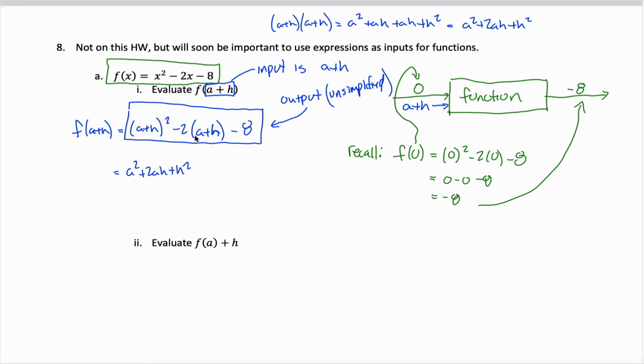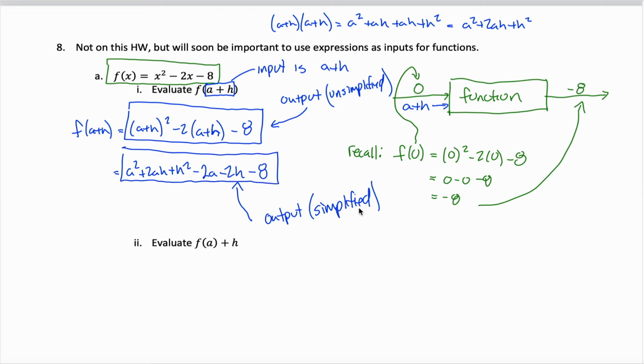I can simplify this second term as well by taking this -2 and distributing it into the parentheses. So I get minus 2a minus 2h, and then I got my minus 8. But really all that does is it gives me a different way of writing the output. I'm going to call it the simplified way of writing the output, although the term simplified is kind of subjective. You might argue that this is simpler looking than this here. But for the purposes that we'll use this in this class, we'll want this second form, which is why I'm going to call this simplified. But I don't want to confuse you too much.